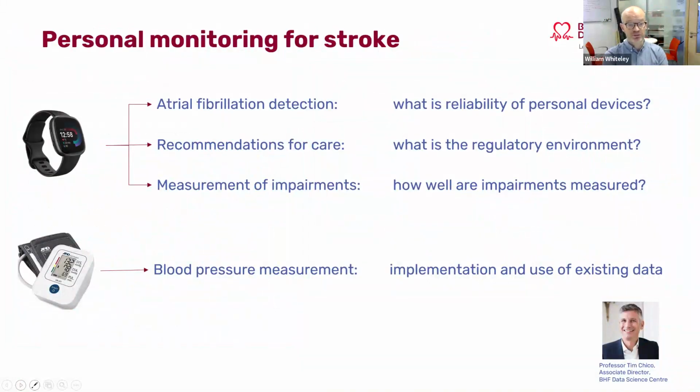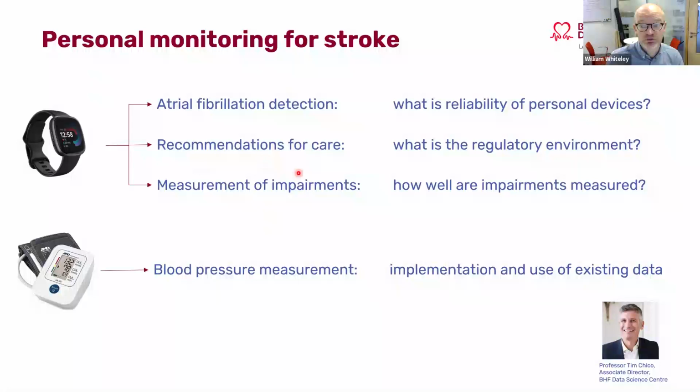Next, personal monitoring for stroke. Clearly, this is going to be a major growth area. So for wearables, things we wear on our wrist with our Fitbits or our Apple Watches, Apple Watches have an atrial fibrillation detection algorithm. So what's the reliability? Questions we might answer include: what's the reliability of that when using personal devices? Can we use these personal devices to make recommendations about care for people with stroke, for example, after falls, or if they're not as mobile as we expect?